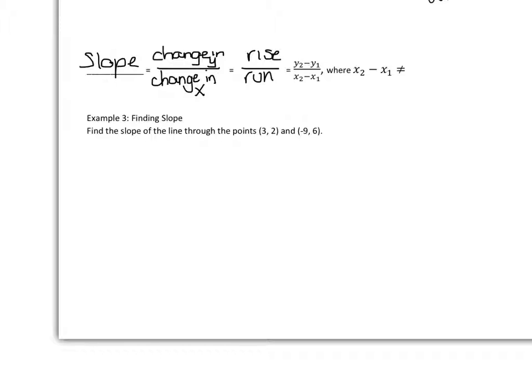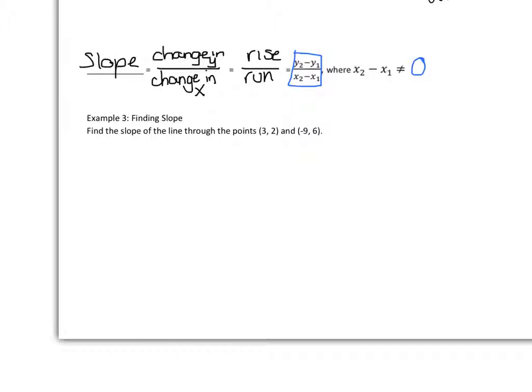So here is the formula. And it says x2 minus x1 can't equal what? They can't equal 0, right? Because they're the denominator, and denominators can't equal 0. So x2 and x1 can't equal each other, because that would make the denominator 0.